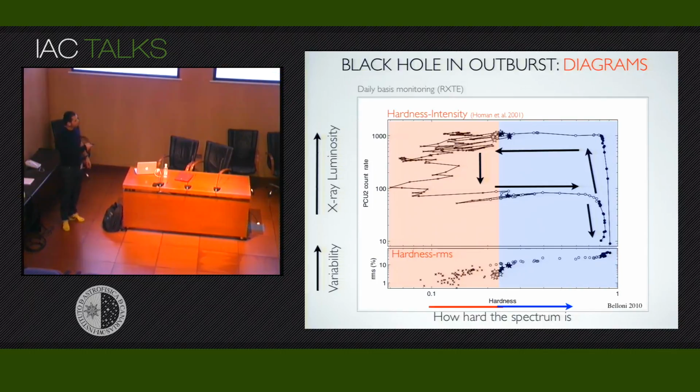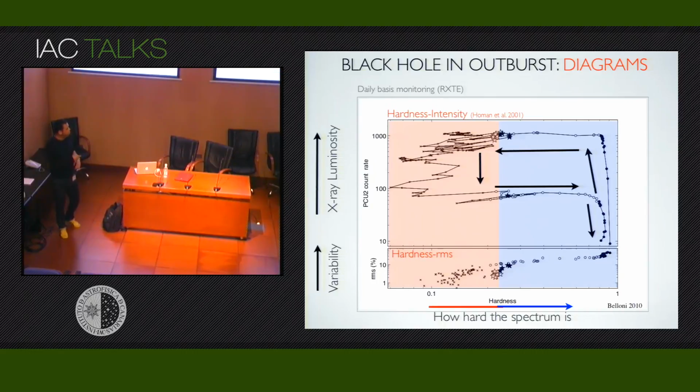It's important to mention that every point here corresponds essentially to one observation, one XTE observation, and we have about one point per day. So you can see how in 1, 2, 3, 4, 5, 6 days, the system moves from having a hard color to having a soft color. And this is quite important because when the system reaches this soft state, it can stay there for 1 or 2 months, whereas this transition just lasts a few days.